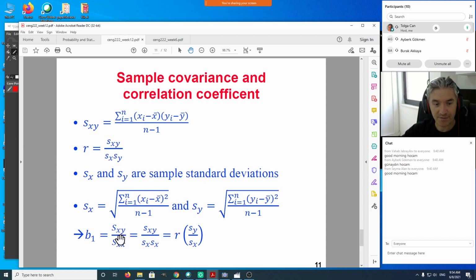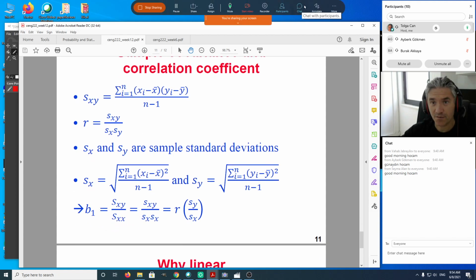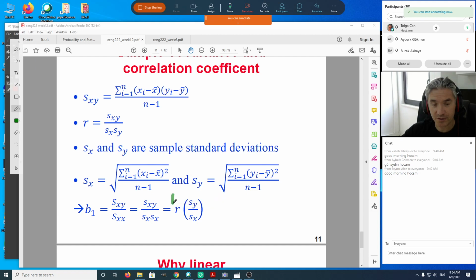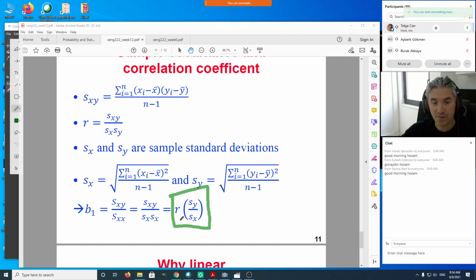We can directly replace this with the sample covariance and sample standard deviations. So in the end, here is the critical formula that we will use in this exercise: if the correlation coefficient is given to you, and if individual standard deviations from the sample are given to you, you are able to compute what B1 is.